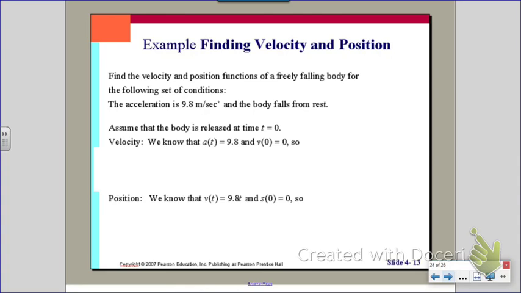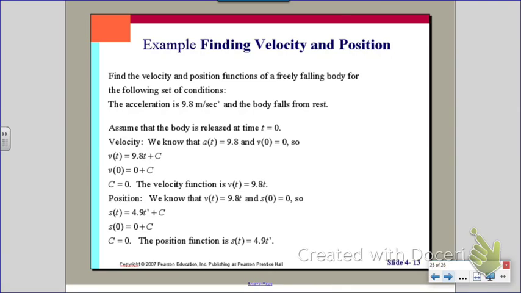Last example, finding velocity and position, dealing with again, knowing the acceleration. So this is just another example of working backwards. If we know a of t is 9.8 and v of 0 is 0, we know the velocity at 0 is 0, and we know that a of t is 9.8. Here's what we figure out. If we work backwards, the antiderivative of 9.8 would just be 9.8x, in this case 9.8t, plus C. Plug in the 0, so C is actually 0. The velocity function would be 9.8t.